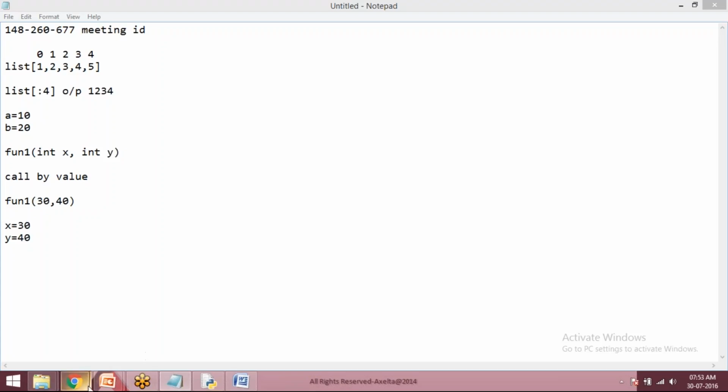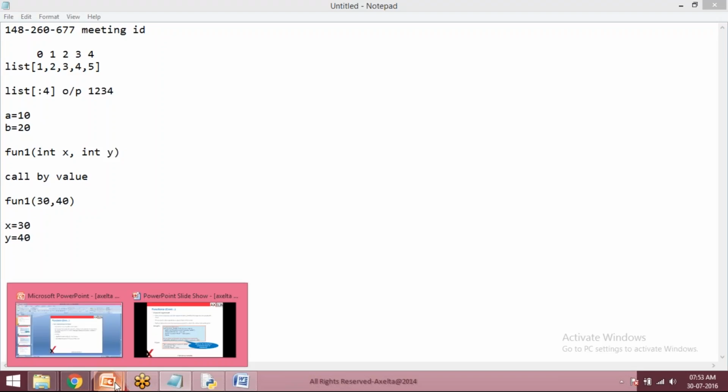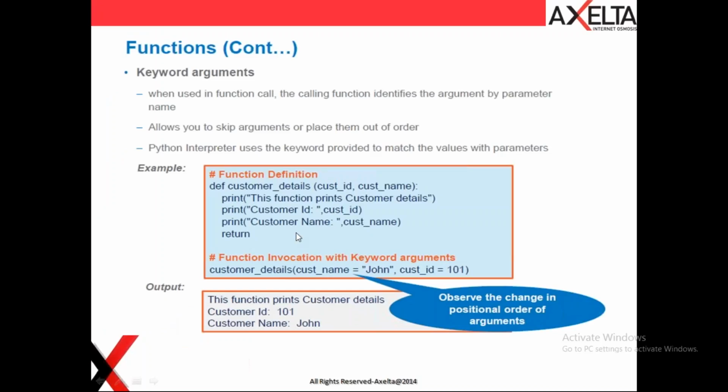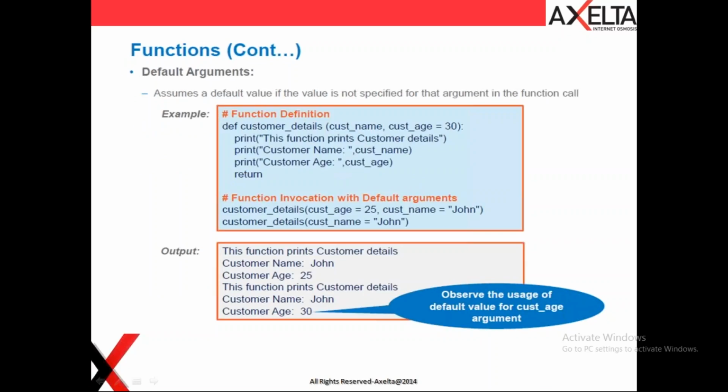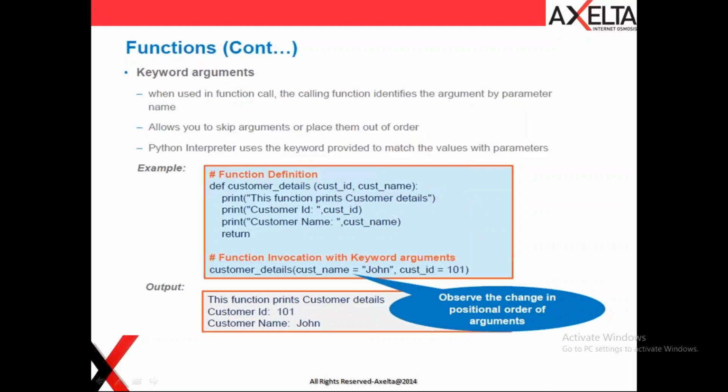Now my requirement is, irrespective of the position, whether x is there in the first location or y is there in the second location, I want to change the positions now. See here, what is there in the first location? Customer ID is there. Is it right? What is there in the second position? Customer name is there. Whenever I am calling the function, I want to pass customer name as the first position and ID as the second position.